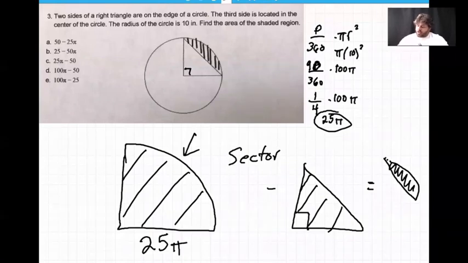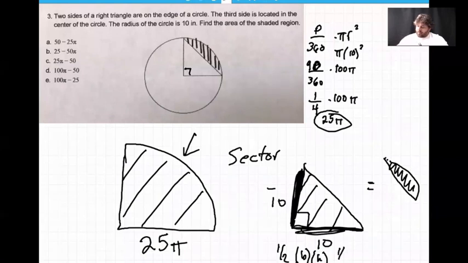Now it says it's a right triangle with the radius of 10. So we can use the 1/2 base times height formula, where of course the base is 10 and the perpendicular height there is 10. So really it's 1/2 times 10 times 10. Well, 10 times 10 is 100, and a half of 100 is 50. So that means this is 50.